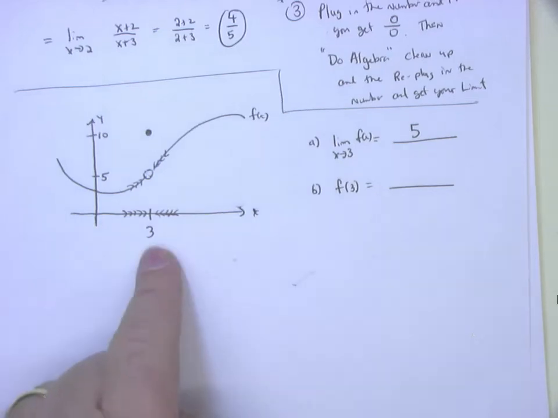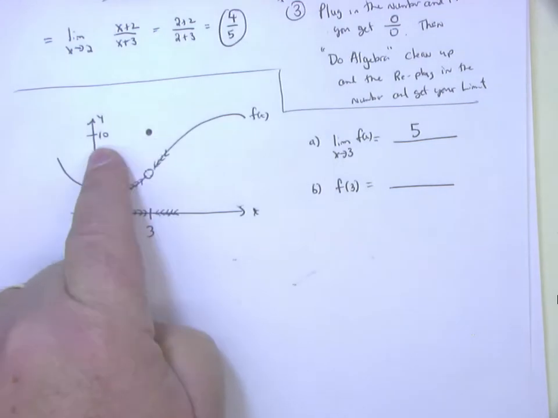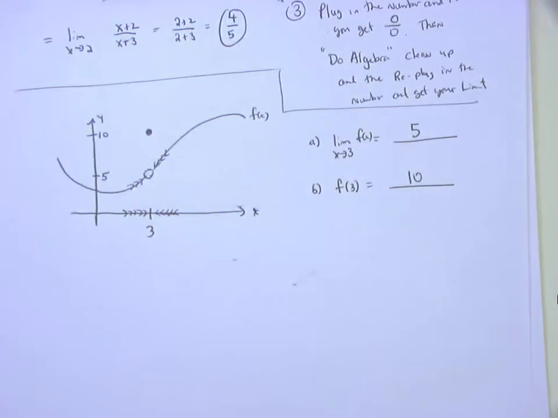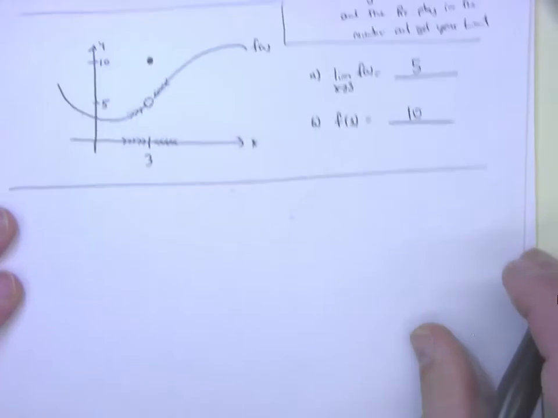Right at 3, where's the function at? That's where the dot's located. That's what we graphed, and what value is that? 10. It's the difference between a functional value and the limit. Does that make sense? So, let me give you another example.